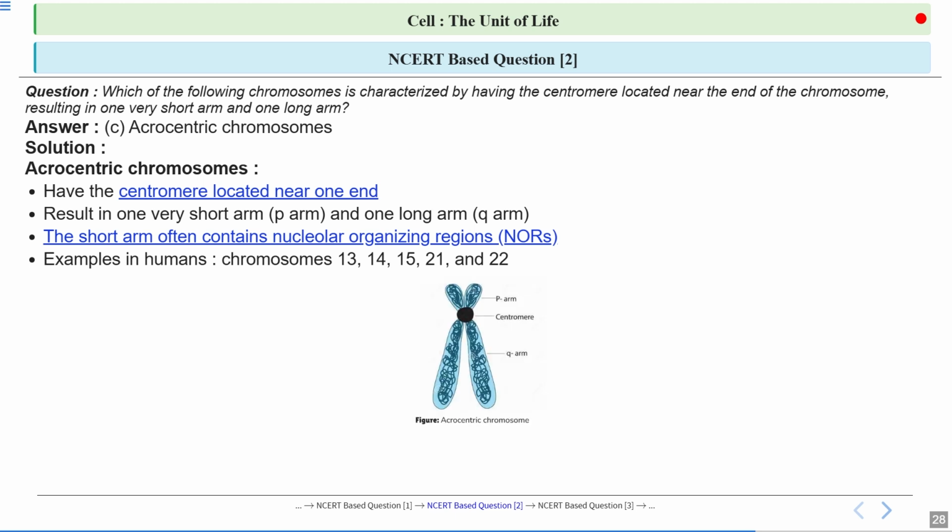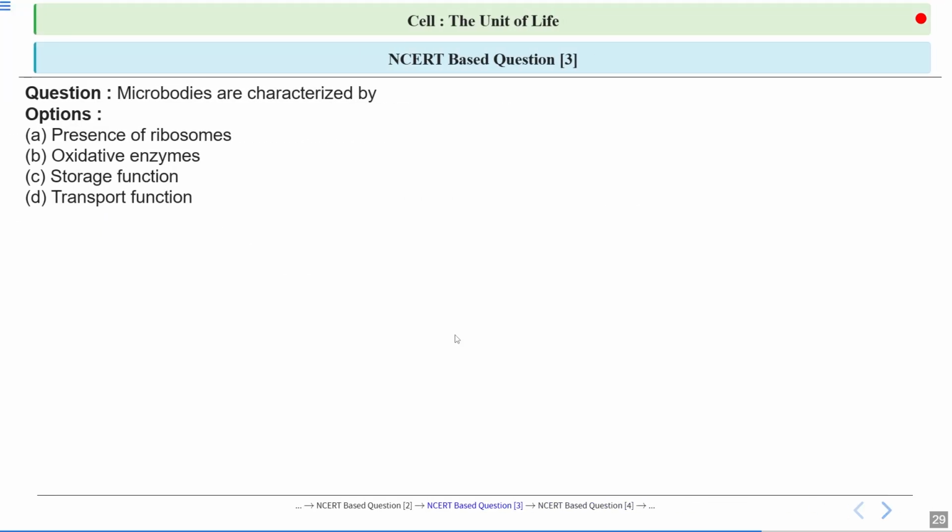Okay, this is an image showing you an acrocentric chromosome. Here the centromere is towards the end of the chromosome. Okay, and then there is a short P arm and there is a long Q arm as well. Next, microbodies are characterized by, the options are: presence of ribosomes, second is oxidative enzymes, third is storage function, and fourth is transport function. What would be the correct answer?